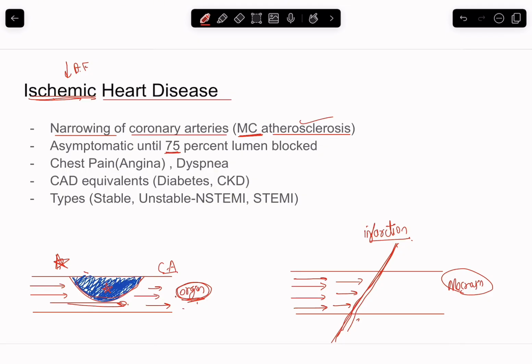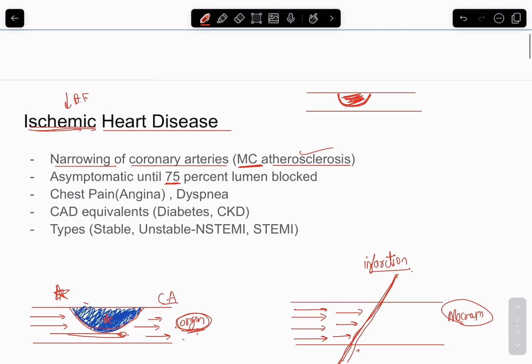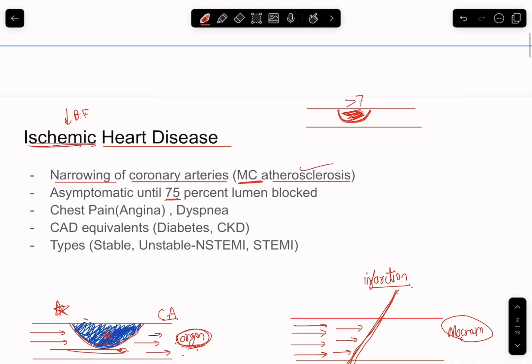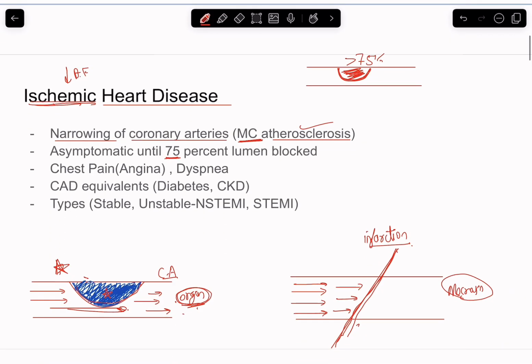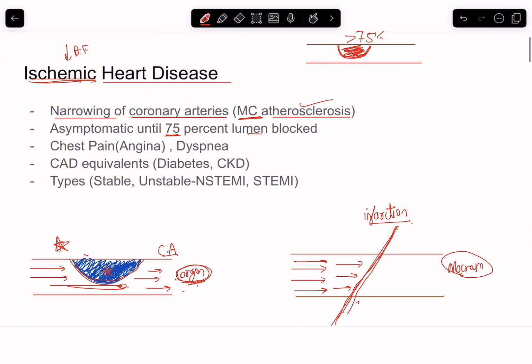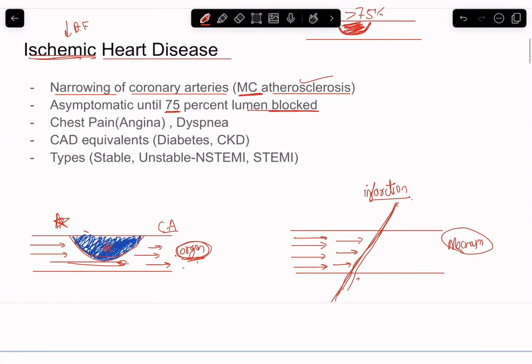What that means is that if you have your coronary artery, unless and until the coronary artery is 75% occluded with the plaque, the heart will continue to function normally. Okay, so whenever you have more than 75% occlusion, that's the time you start seeing symptoms in the patient. Okay, now let's see what are the symptoms of this. So you see chest pain, angina, and dyspnea.